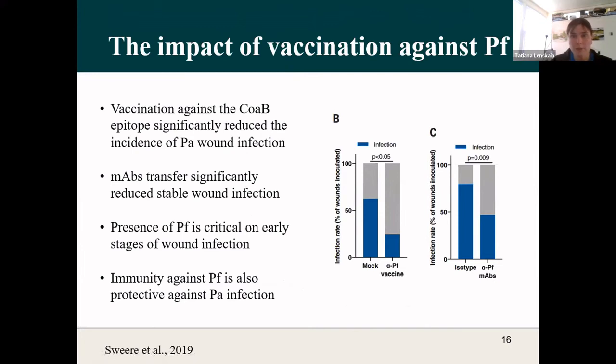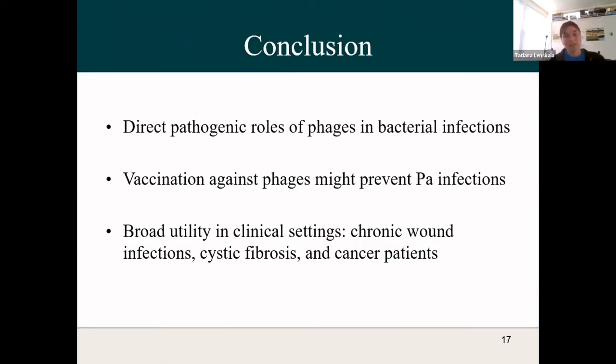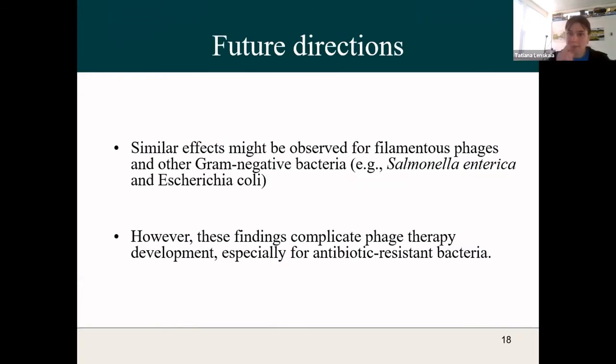So this research demonstrates the direct pathogenic role of phage, the bacterial viruses, in bacterial infection in animals and humans. They also show that vaccination against phage might prevent bacterial infection. And it has broad utility for chronic wound infection, cystic fibrosis, and for cancer patients. Interestingly, there are other filamentous phages for different gram-negative bacteria like Salmonella enterica and Escherichia coli, and many of them are also antibiotic resistant.